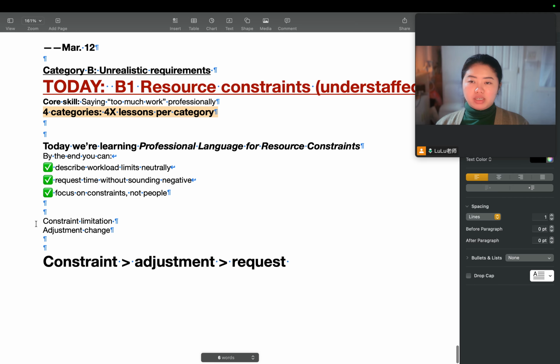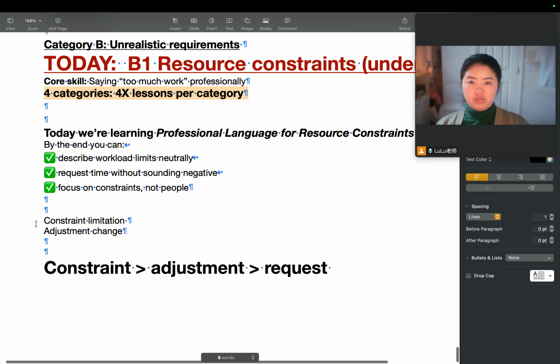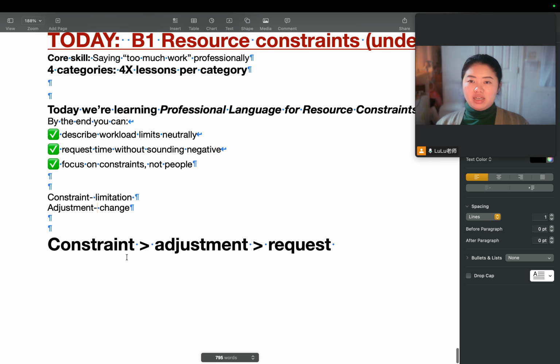I will ask my students to usually define some definitions that will be frequent among the lesson material. So first, constraint, and my student will come up with something close to limitation. Then adjustment, my student will come up with something close to change. And right here is today's scaffold, and this is the model that once you learn, you are able to form your own free-flowing, free expression yourself.